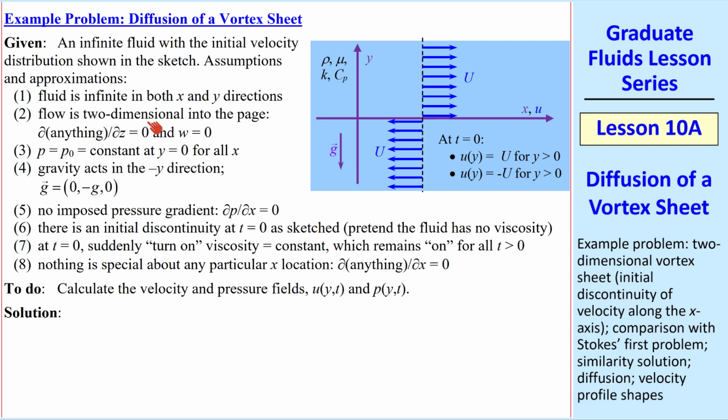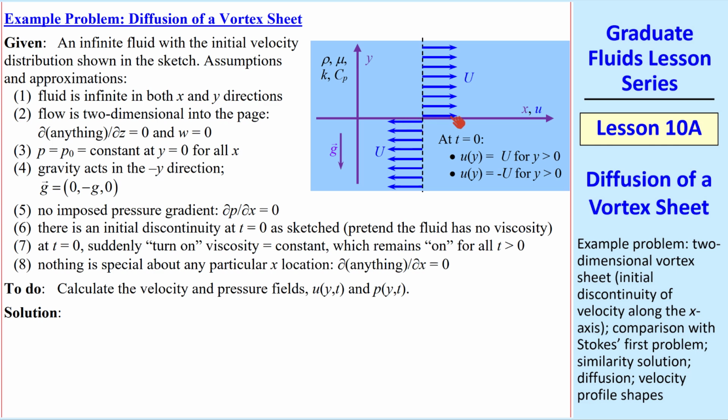This flow is two-dimensional, meaning that ∂/∂z of anything is 0, and there's no w component of velocity. We'll let p equal p naught, a constant, along the x-axis, where y equals 0. This is our gravity vector. There's no imposed pressure gradient. In other words, we're not pushing this flow in any direction.